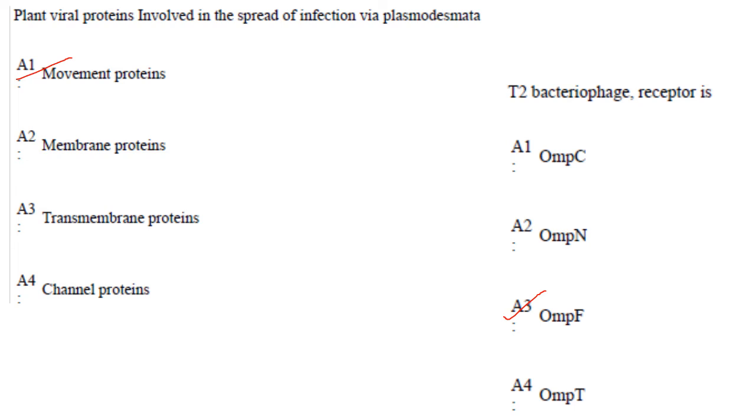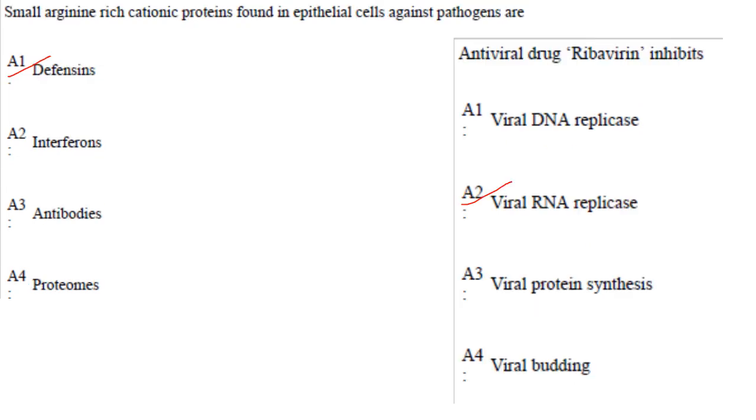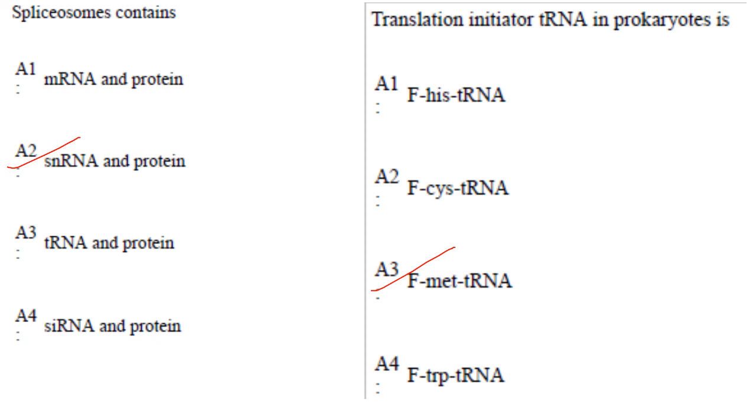Then T2 bacteriophage receptor is OMPF. Answer is option 3. Then small arginine-rich cationic proteins found in epithelial cells against pathogens are called defensins. Answer is option 1. Antiviral drug ribavirin inhibits viral RNA replicase. Answer is option 2. Then spliceosome contained. So each spliceosome is composed of 5 small nuclear RNAs or snRNAs and a range of associated protein factors.